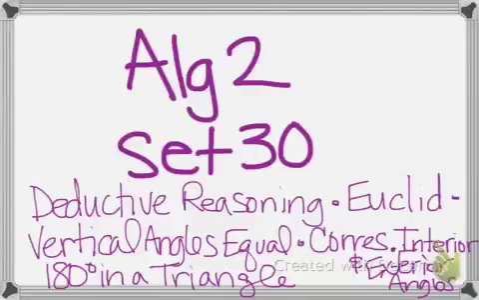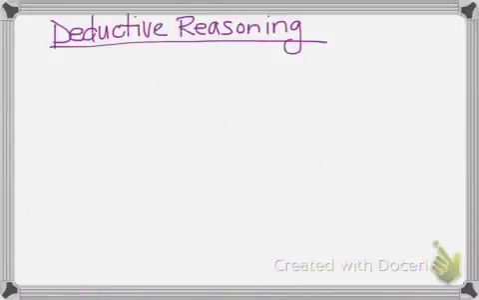Algebra 2, set 30: deductive reasoning, Euclid, vertical angles are equal, corresponding interior and exterior angles, and 180 degrees in a triangle. This lesson is kind of packed. So we'll go ahead and start with deductive reasoning.